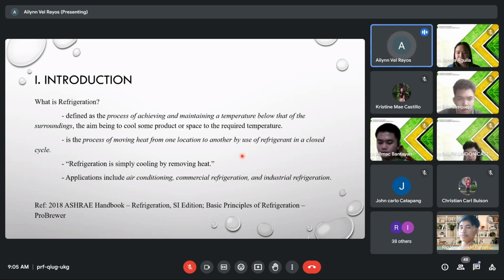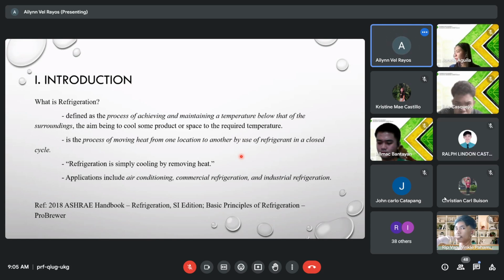Okay, so again, anyone from this class who can differentiate refrigeration from cooling? Anyone?